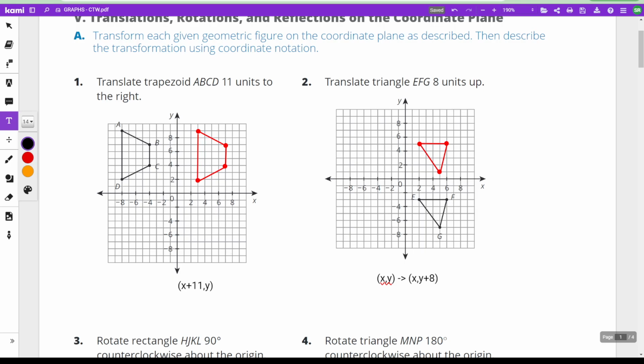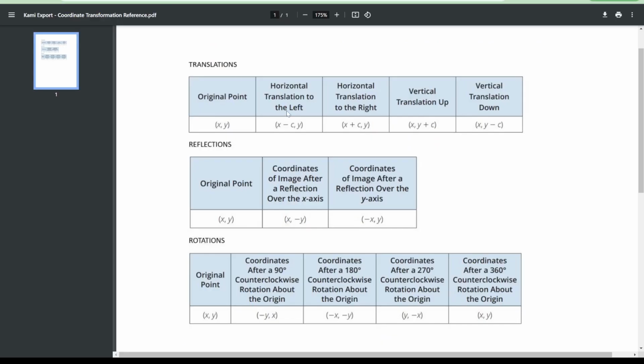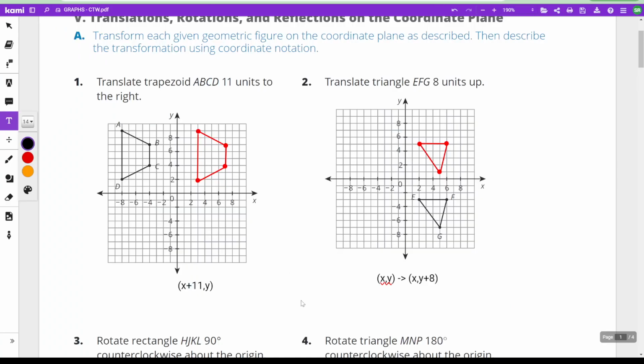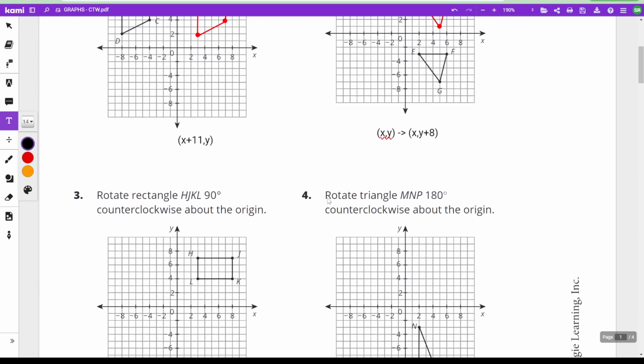And so generally, and you can see this on your coordinate transformation reference sheet, if we're translating either to the left or right, our x coordinates are going to change by some amount c. And if we're translating up or down, our y coordinates are going to change by some amount c. And that's exactly what happened here.